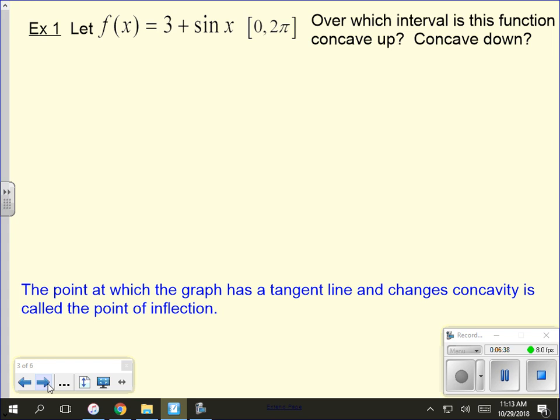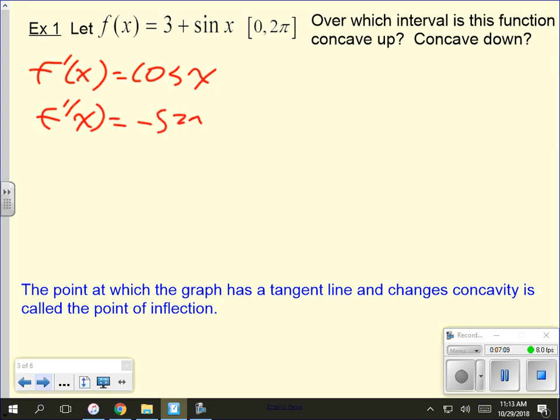Over which interval is this function concave up and concave down? So what we want to do is essentially the second derivative. We want to find the second derivative and find out where it's positive or negative. To find the second derivative, we need the first derivative. F prime: the derivative of 3 is 0, and the derivative of sine is cosine of x. F double prime of x is the negative sine of x.